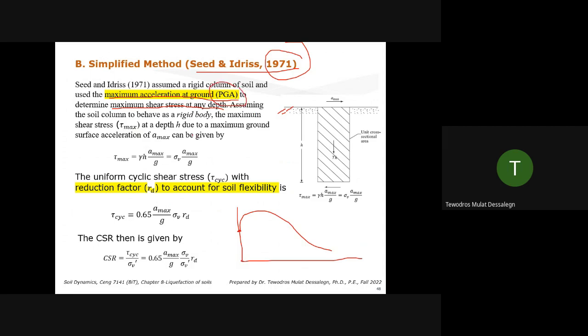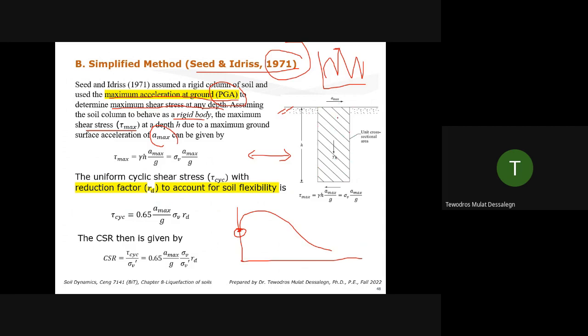Remember, for slope stability, we said we can go up to PGA or some 80%, 20%, or 50% reduction. But this is on the ground, so this is assumed to rigidly move, and they are using PGA. It's okay. Assuming the soil column to behave as a rigid body, the maximum shear stress at a depth h due to a maximum ground surface acceleration, Amax, can be given by this. This Amax is from the time history. If you have a time history, that Amax is the peak value, which corresponds to the PGA, zero period acceleration.